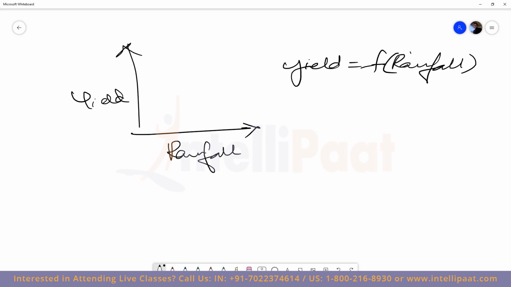What I would have to do is collect historical data, right? Let's say I'll collect historical data from various markets, from various regions.